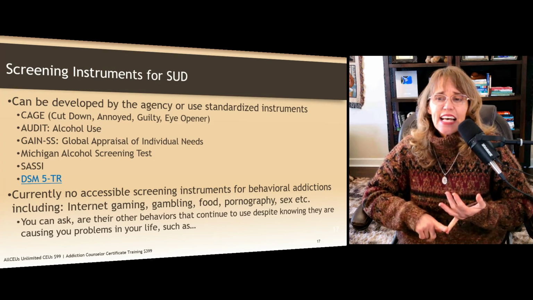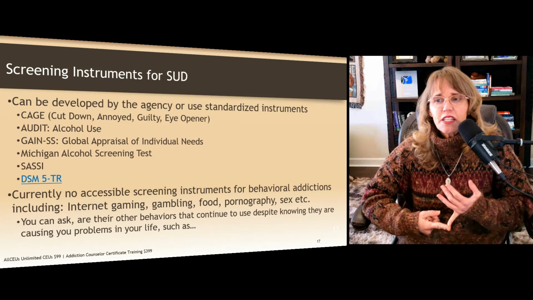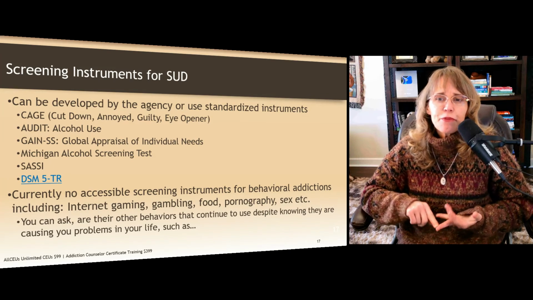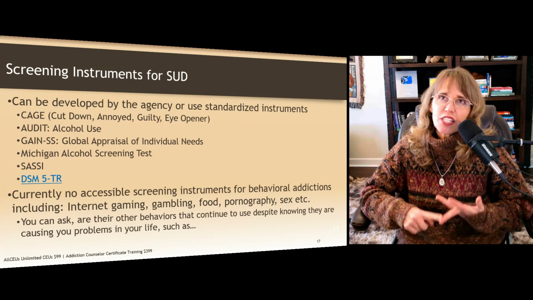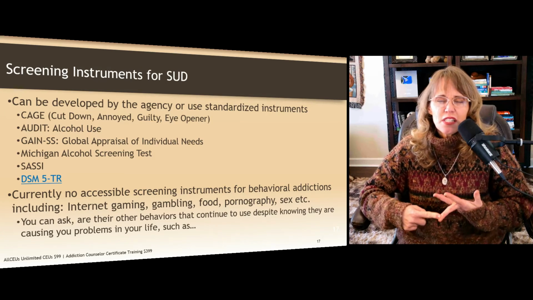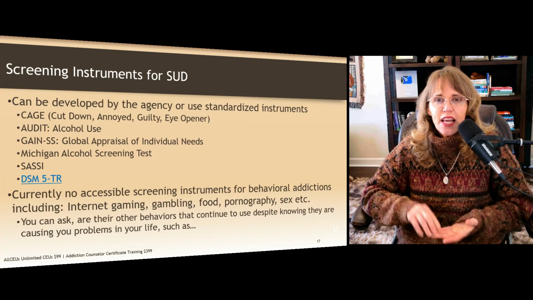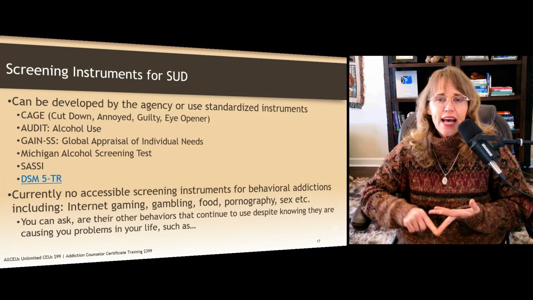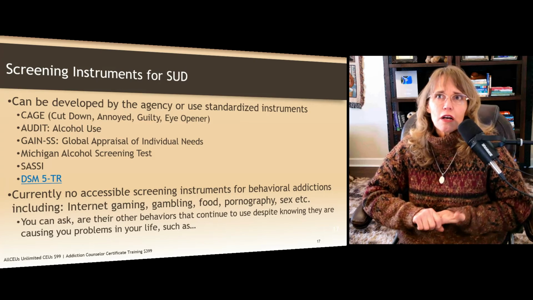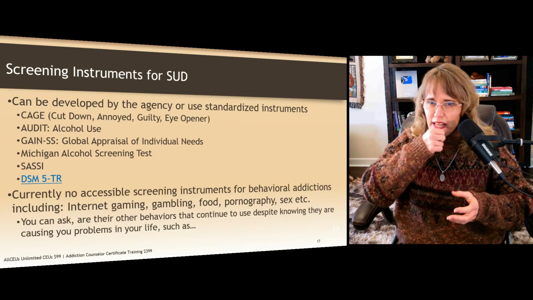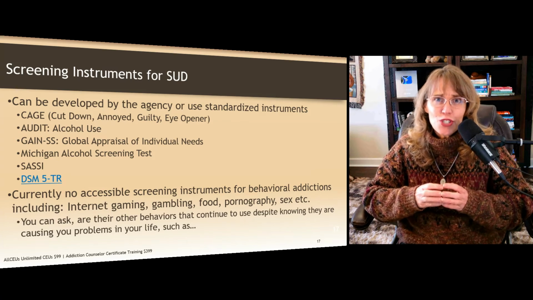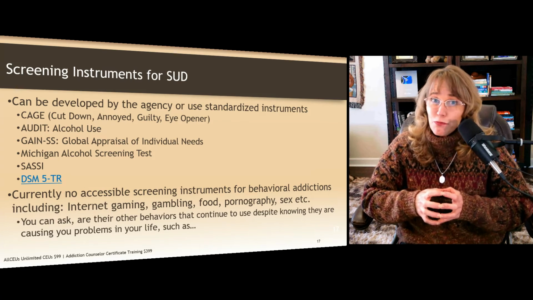The GAIN SS is the Global Appraisal of Individual Needs, and there's the Michigan Alcohol Screening Test, and the SASSI, which is the Substance Abuse Subtle Screening Inventory. The AUDIT, the GAIN, the MAST, and the SASSI are all paper-based screening instruments, but they're available. And as I mentioned earlier, you can also just go straight to the DSM. That's pretty straightforward.